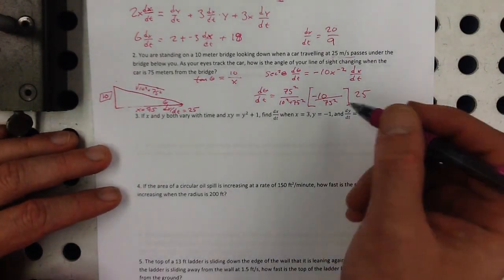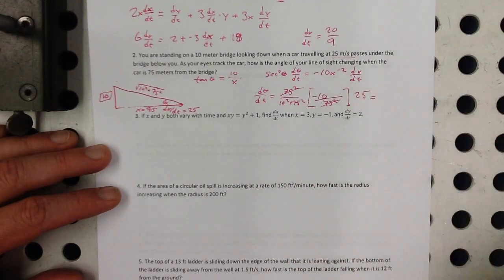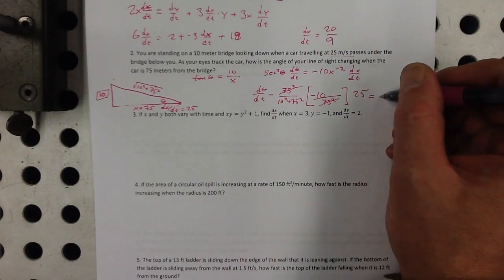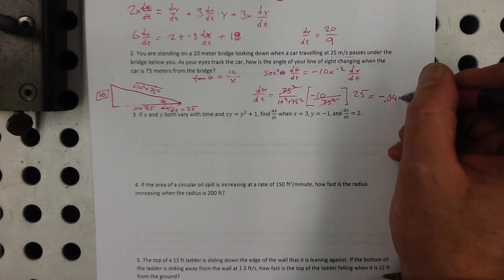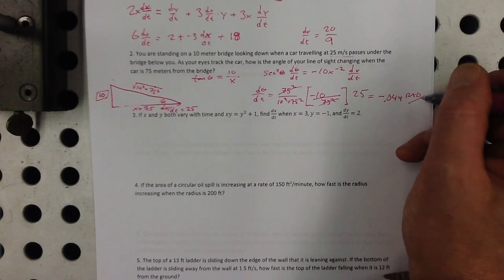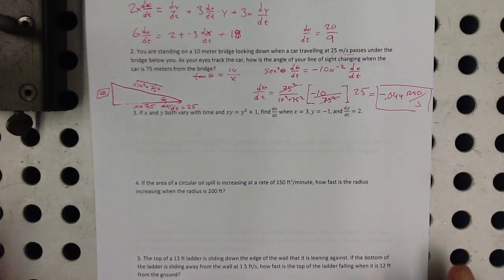Right. So those cancel out, and looks like I get -250 over 75 squared plus 100. So I've got -0.044 radians per second. Right? Just like an example we did in class.